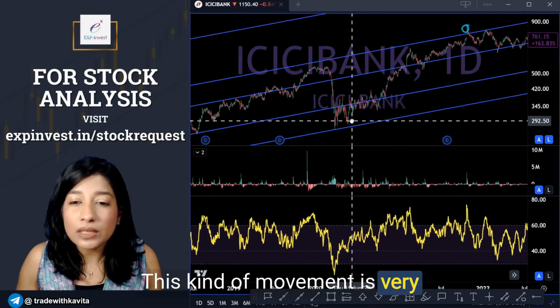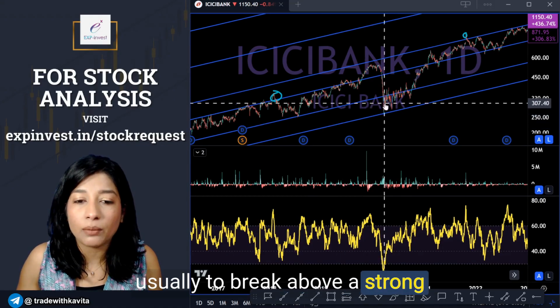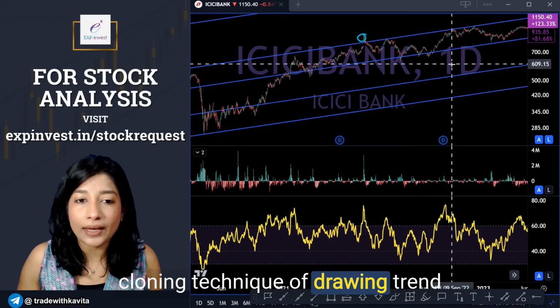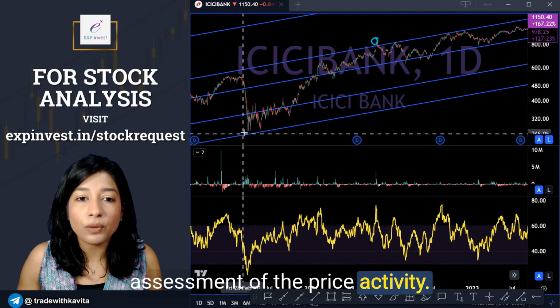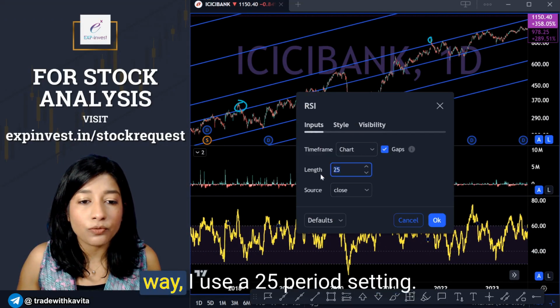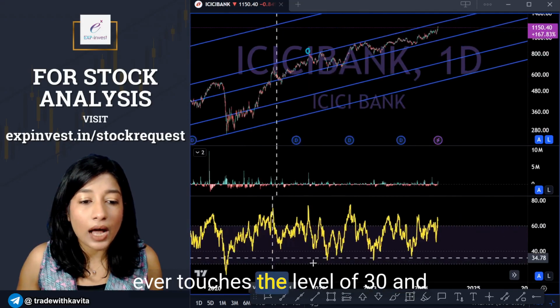This kind of movement is very typical in large cap stocks because they need a strong reason usually to break above a strong resistance zone. And using this cloning technique of drawing trend lines usually gives us a pretty good assessment of the price activity. So here I can see that on the RSI, for which by the way I use a 25 period setting, I can see that the RSI barely ever touches the level of 30.